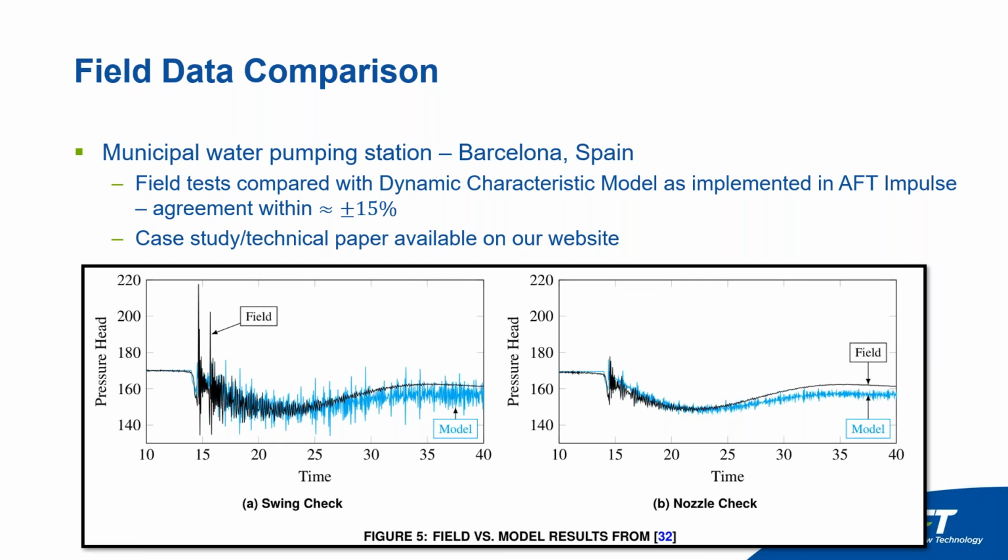So we do have a case study, a technical paper on our website, an investigation that was done here with Impulse, looking at some check valves, different types of check valves installed in a municipal water system outside of Barcelona. And the field tests here in black were compared with this dynamic characteristic model in Impulse, shown in blue. And they get agreement within plus or minus 15% for the peak surge, which in terms of the type of simulation that we do, we would consider excellent agreement.